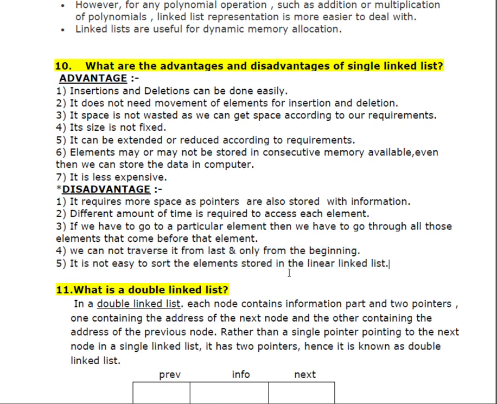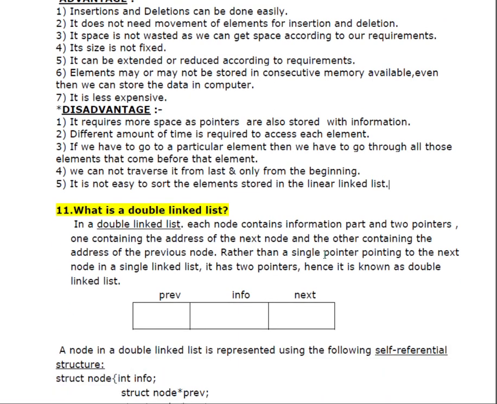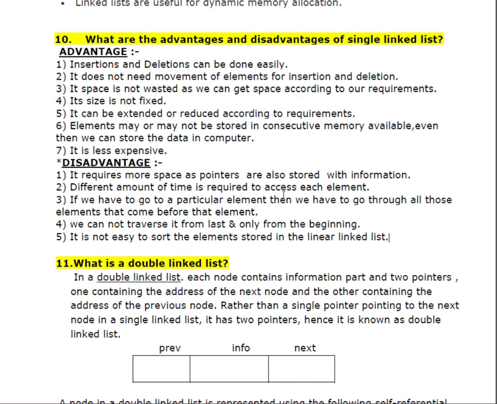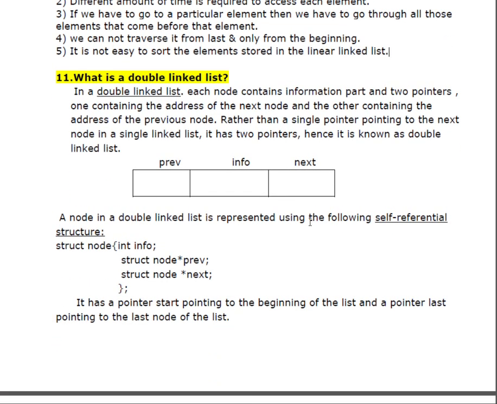Sorting is not easier in linked list, and this can be the disadvantage. What is a doubly linked list? Doubly linked list contains one previous part, one information part, and one next part.